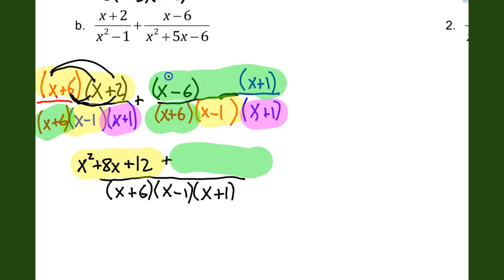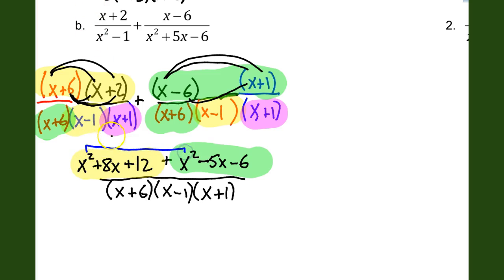And just do the same thing on the right-hand side. x squared plus x minus 6x gives us minus 5x. And then negative 6 times positive 1 is negative 6. And if you factor this, what multiplies to negative 6 and adds to negative 5, you get negative 6 and positive 1. Okay?